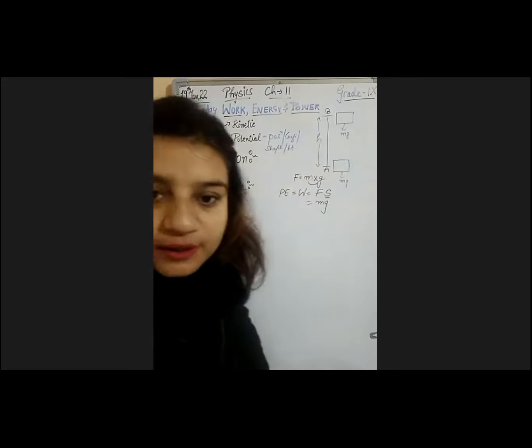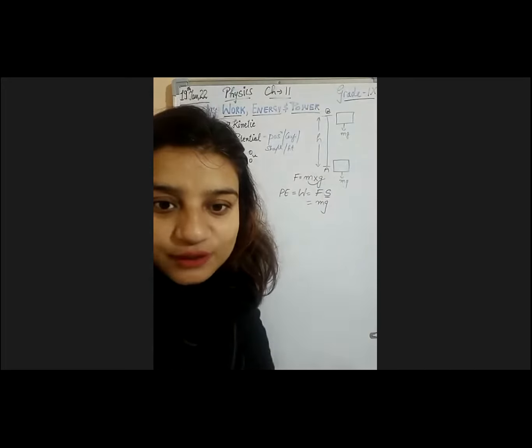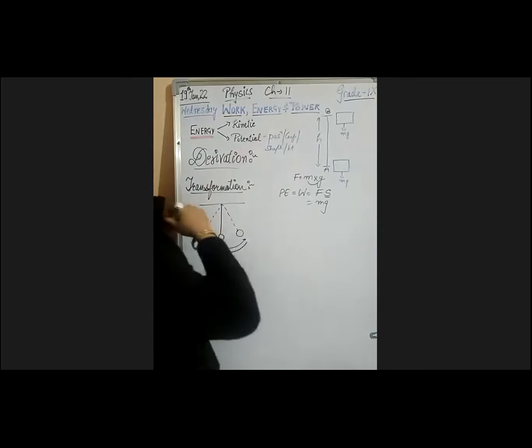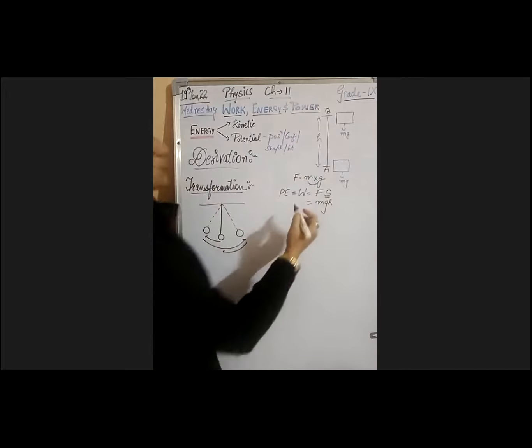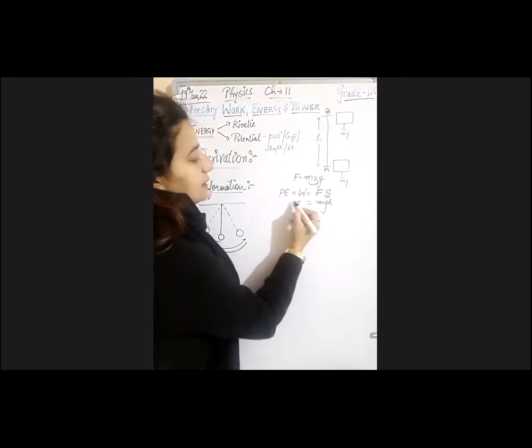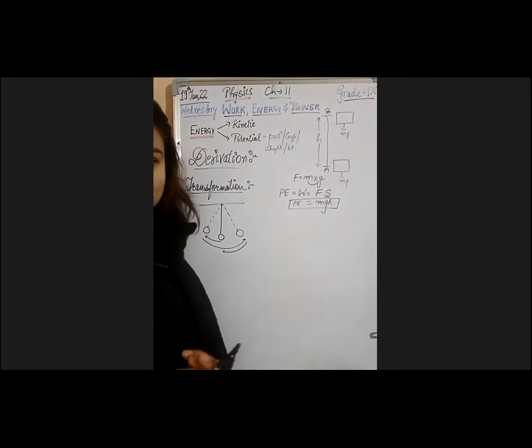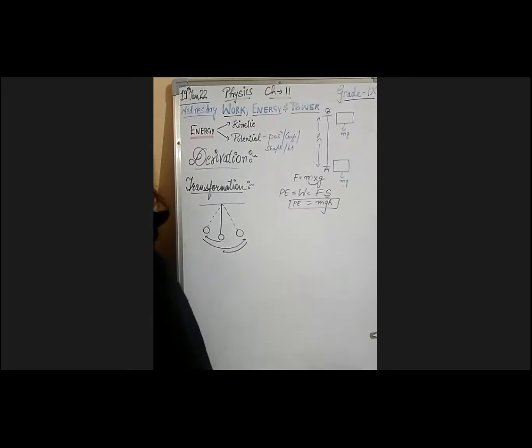H. Very good. Kiran good, Shubh good, Bhavya, Shreya, everybody's answer is correct. So displacement here is h. Very good. So potential energy is equal to mgh. Very simple derivation for it.